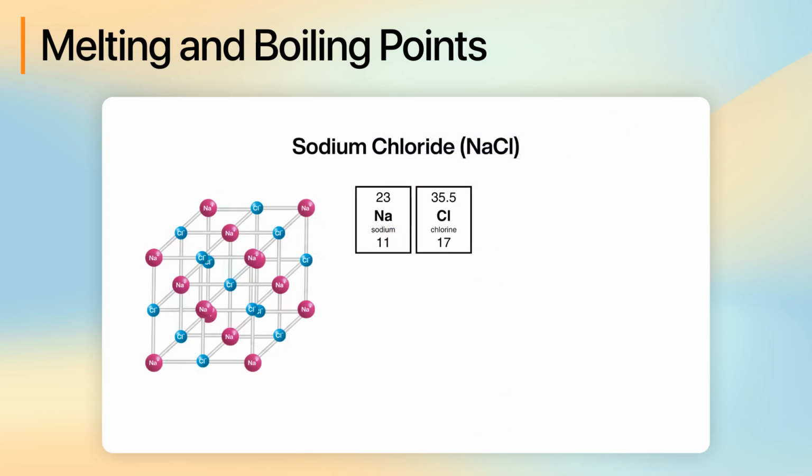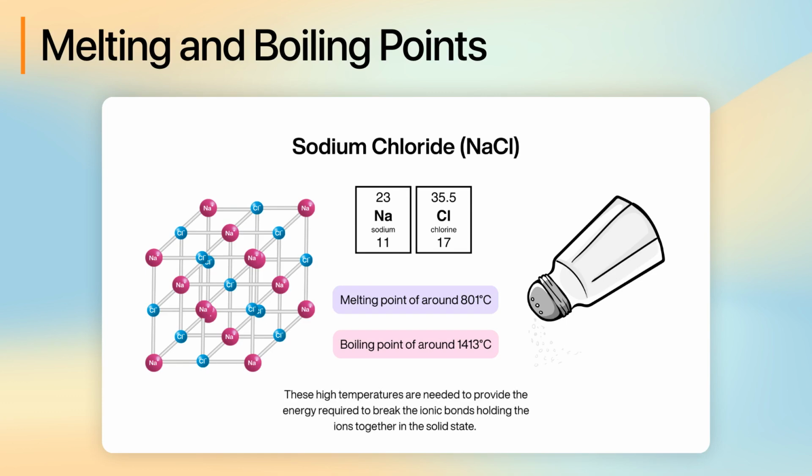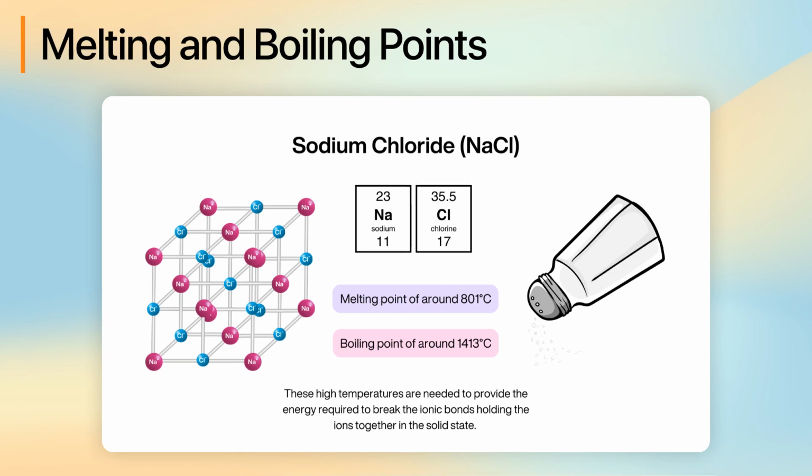For example, sodium chloride, table salt, has a melting point of around 801 degrees Celsius and a boiling point of around 1413 degrees Celsius. These high temperatures are needed to provide the energy required to break the ionic bonds holding the ions together in the solid state.